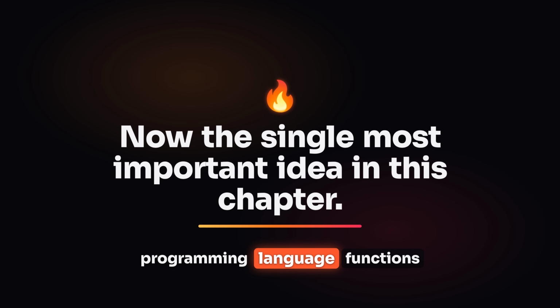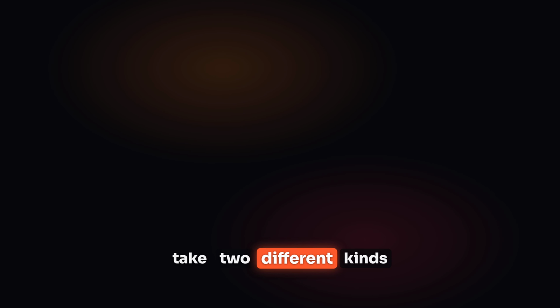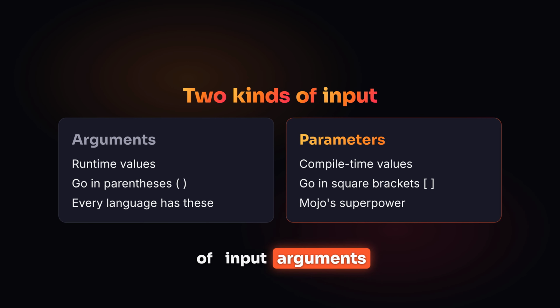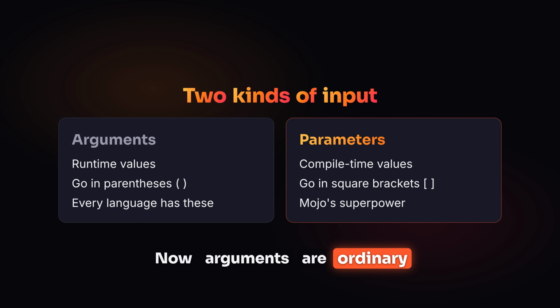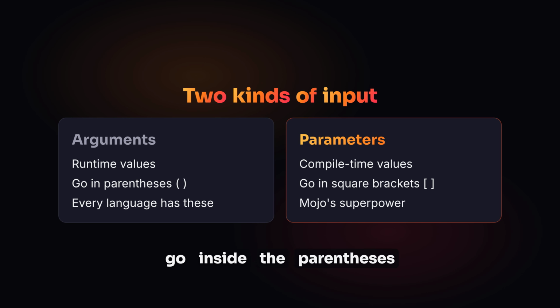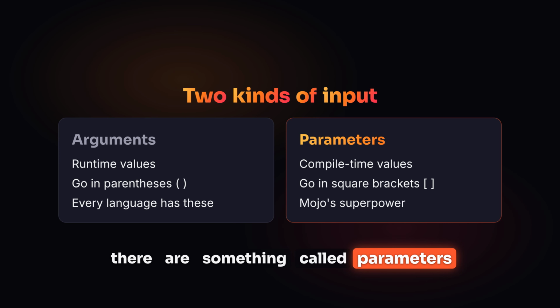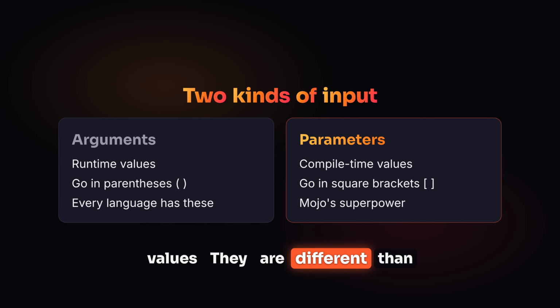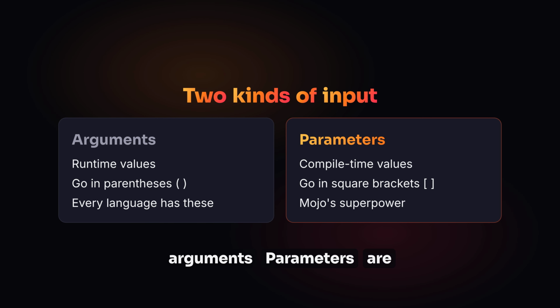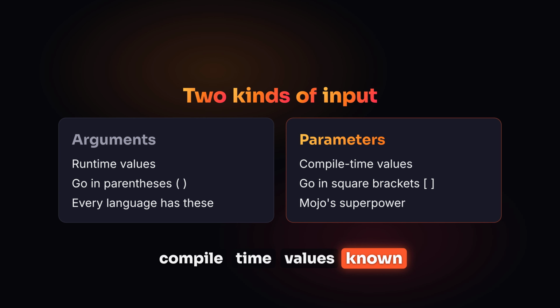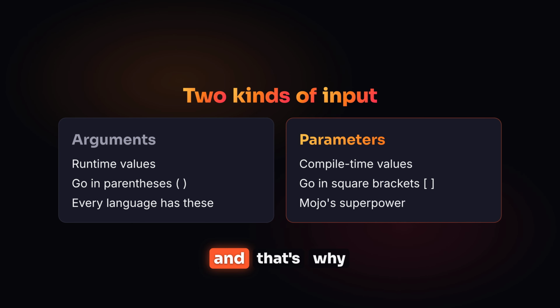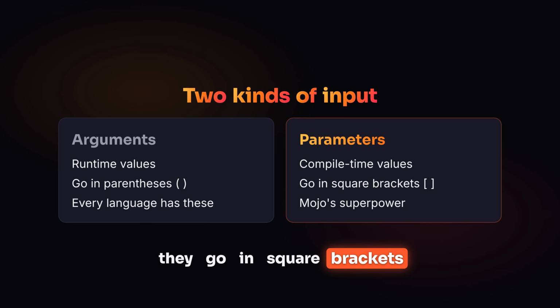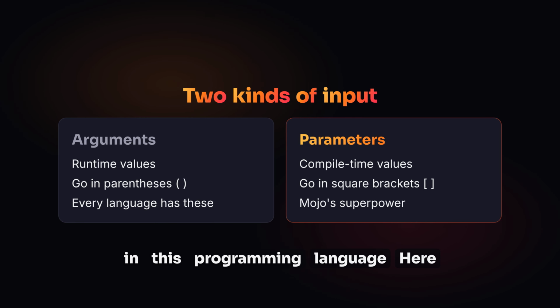Mojo programming language functions take two different kinds of input. Arguments. Now, arguments are ordinary runtime values. They go inside the parentheses, and every language has them. And there are something called parameters. Parameters are compile time values. They are different than arguments. Parameters are compile time values known before the program runs. And that's why they go in square brackets in this programming language.